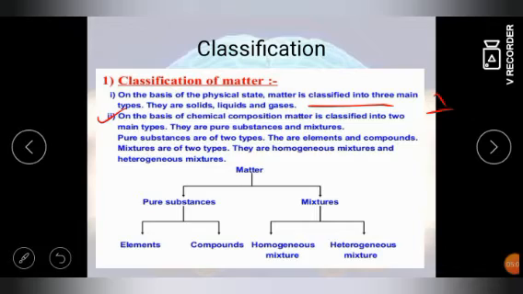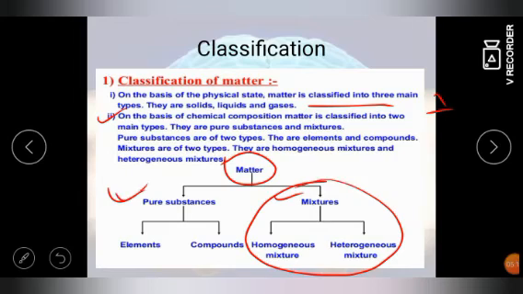So basically, dear students, in today's topic we will study matter. We already did the definition of matter, then the classification of matter: pure substance and mixture. Mixture we will do later on. Today we are doing pure substances, element and compound.